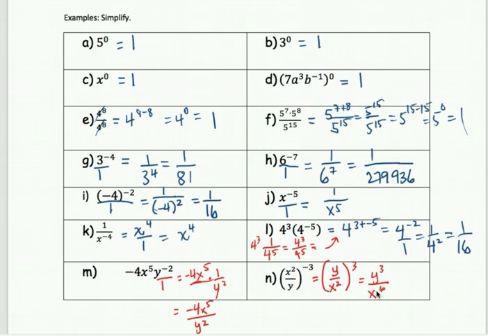What I want you to do is please practice these. There are so many different types of questions that you can get thrown at you that if you just practice them, you'll get really comfortable and confident with the laws, and then with the 2 new laws, the 0 exponent and the negative exponent.